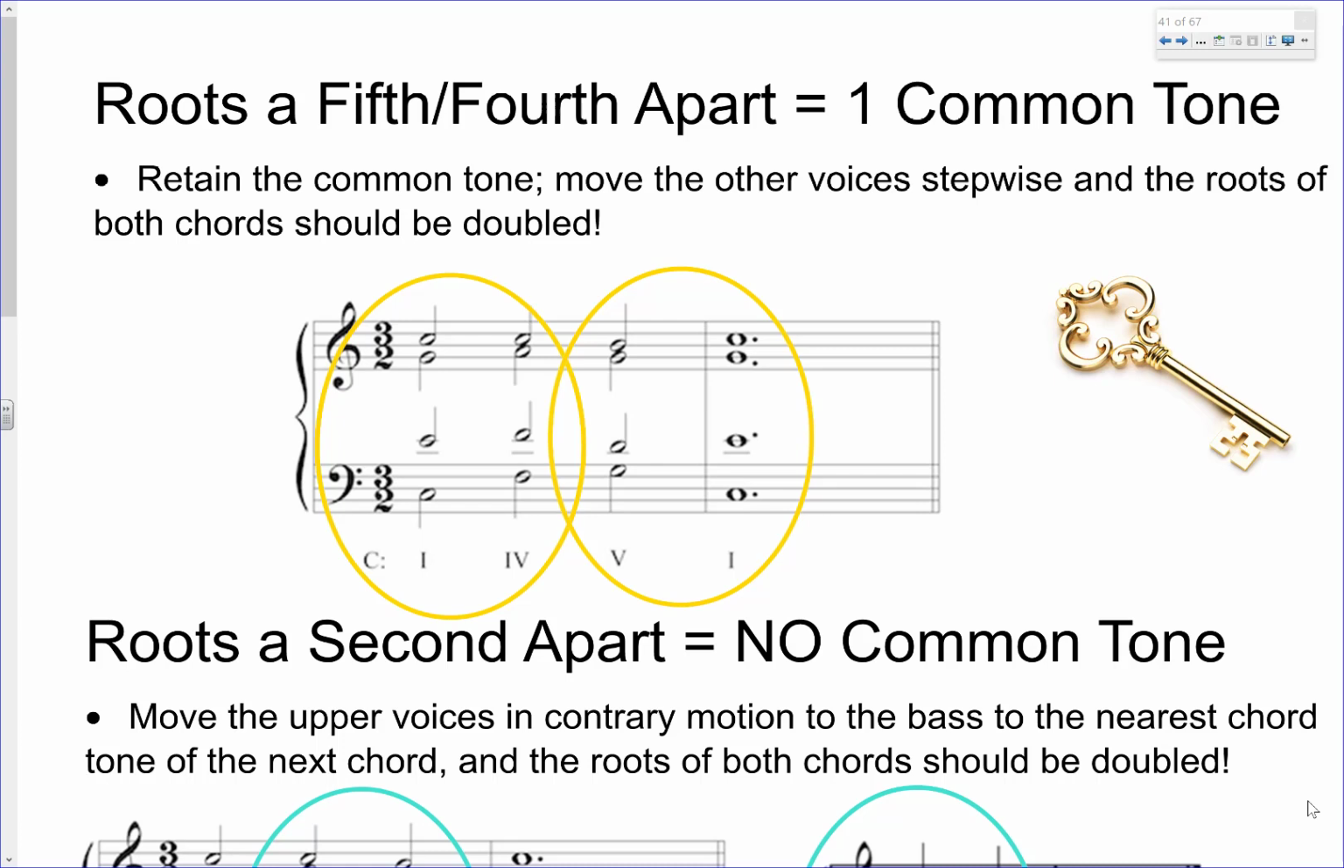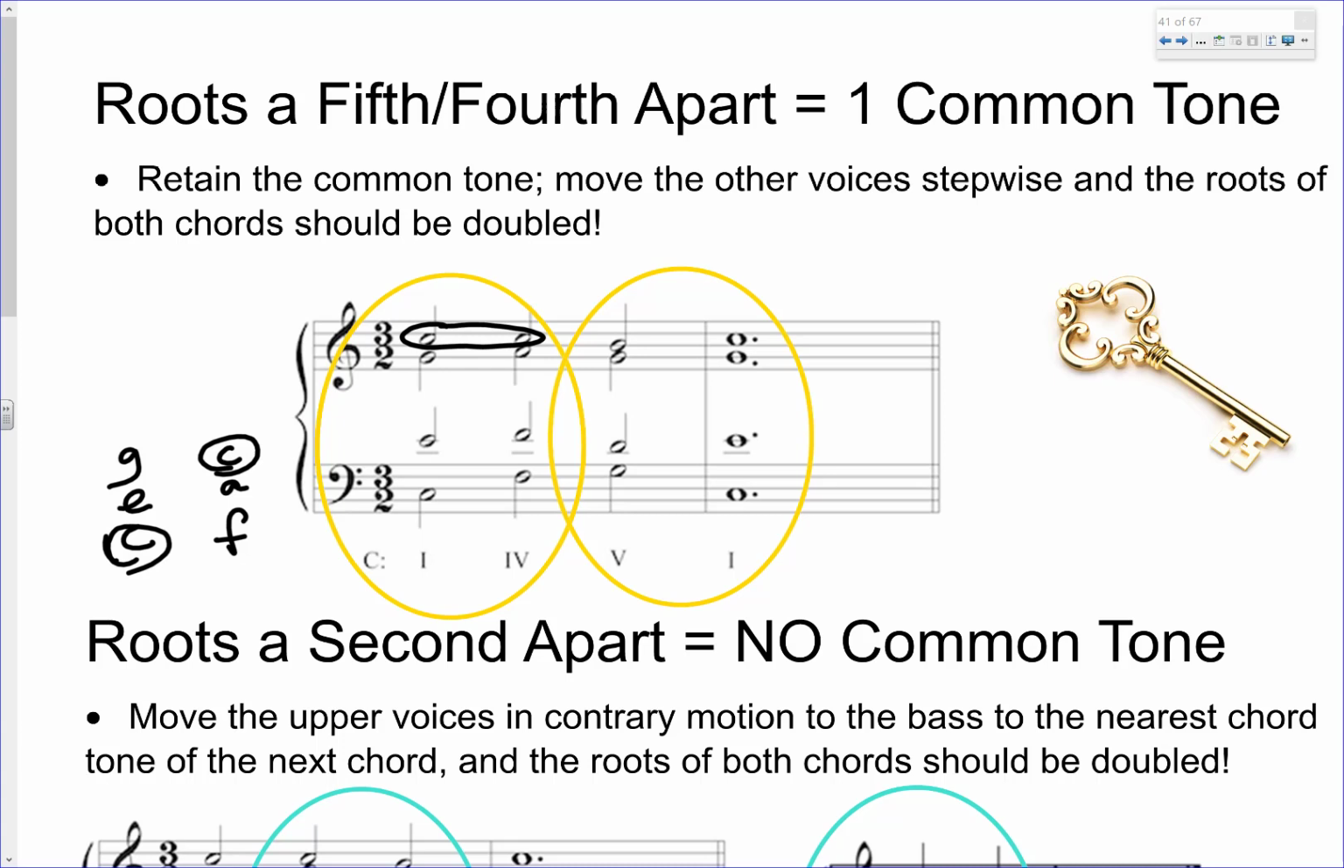We have a 1 chord going to a 4 chord. So the 1 chord is spelled C-E-G, and the 4 chord is spelled F-A-C. And the common tone, I'll circle it, is going to be the C. And what we want to do is always retain the common tone, in other words, the C, in the same voice. As you can see, it's right here in the soprano.